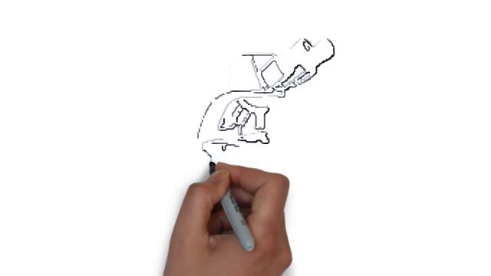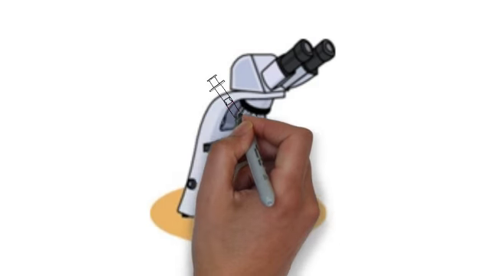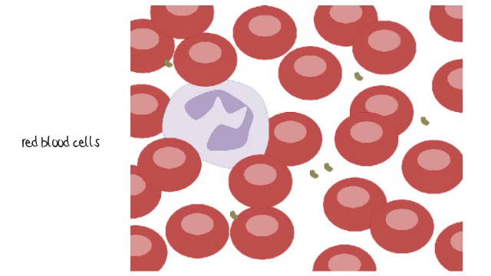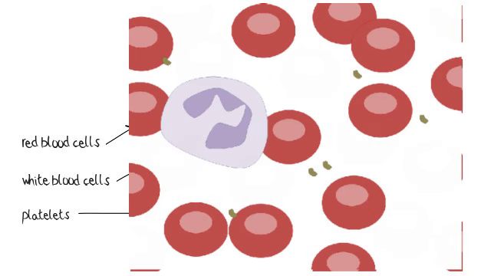Another way to quantify how much of your blood is red blood cells is to use a microscope to look at the cells in blood. It might look something like this, with lots of red blood cells, some platelets, and a few white blood cells. You can count the number of red blood cells in a certain volume of blood to get a red blood cell count. A decrease in the red blood cell count, which might look like this, is called anemia.